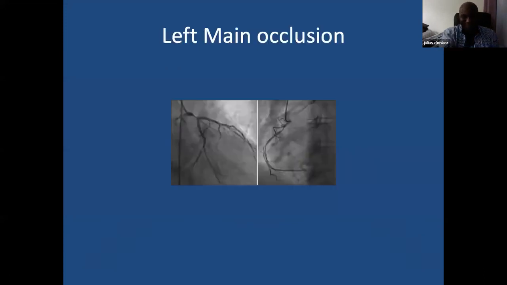So on your angiogram here, we can see the left main occluded. Well, in fact, there's a reperfusion there. But you can see the distal portion of the left main is really significantly narrowed there. So Dr. Duffy will be able to fix it and improve it with a stent.